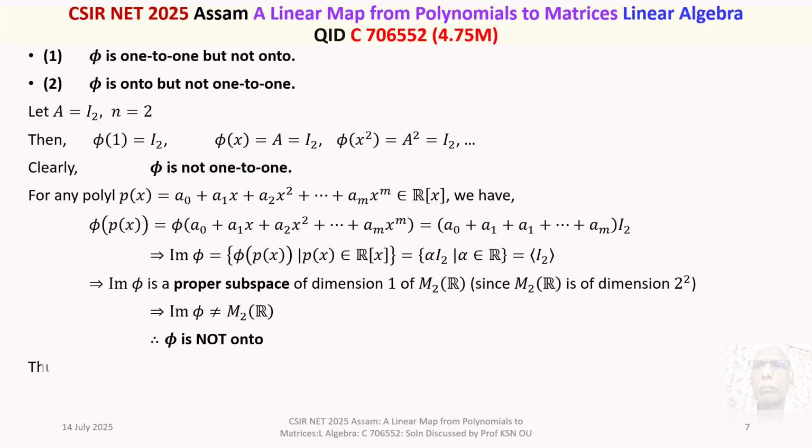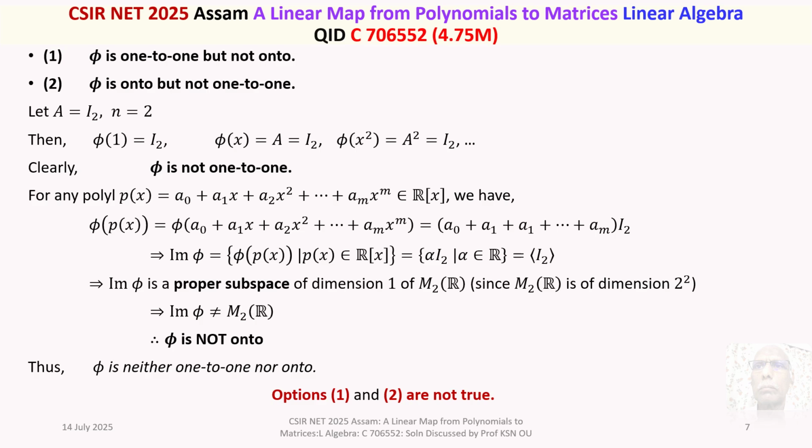Thus, phi is neither 1 to 1 nor onto. Therefore, options 1 and 2 are not true. Now, we have eliminated 3 options: option 4, and now options 1 and 2. By elimination, we say our option 3 is true and our answer is option 3. That's all.